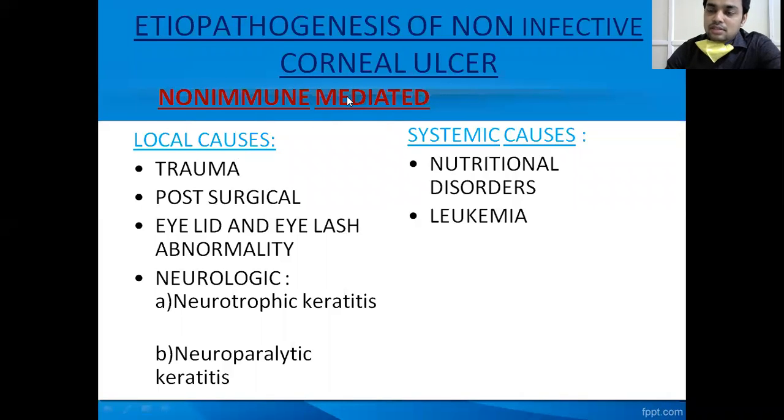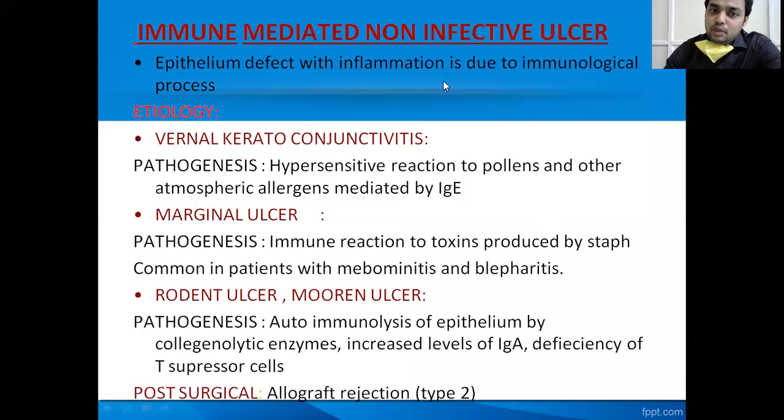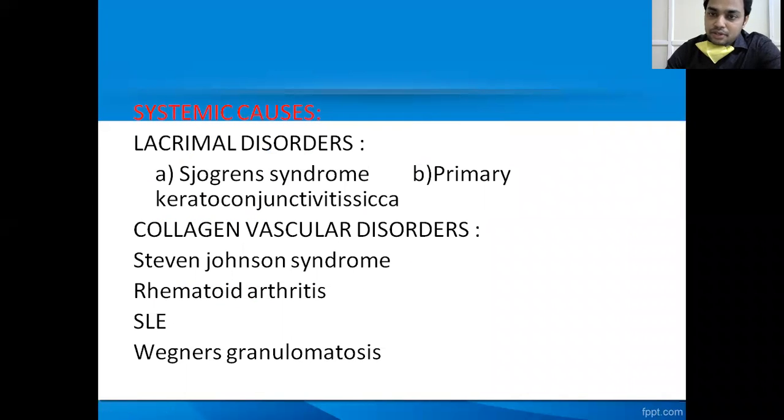In non-infective corneal ulcer, it is of two types: non-immune mediated and immune mediated. In the non-immune mediated, the common examples are neurotropic and neuroparalytic ulcers. And in immune-mediated: vernal keratoconjunctivitis, marginal ulcers, Mooren's ulcers, post-surgical, and systemic causes like connective tissue disorders, and lacrimal disorders like Sjogren's syndrome and keratoconjunctivitis sicca. So this is about the different risk factors and the causes of infective and non-infective corneal ulcers.